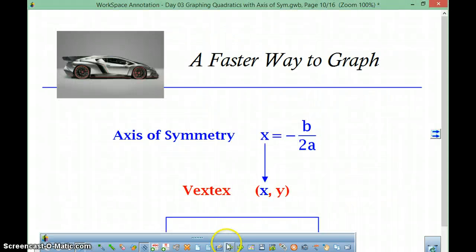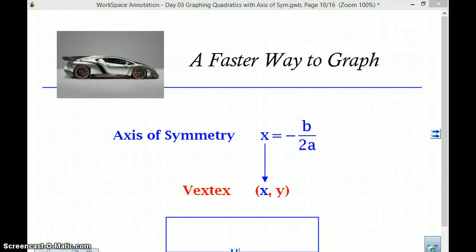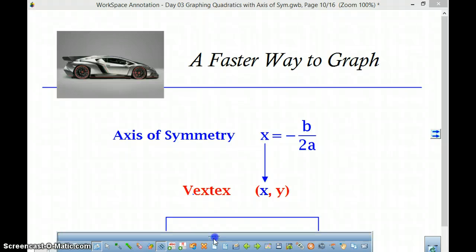Okay, get ready to learn a faster way of graphing. Here we go, a faster way to graph. We're going to use the axis of symmetry and the vertex to do it really fast. What you need to know is that the equation for the axis of symmetry is x equals -b/2a. You have to memorize it. X equals -b/2a. Got it? Okay. So what is this b and what is this a?